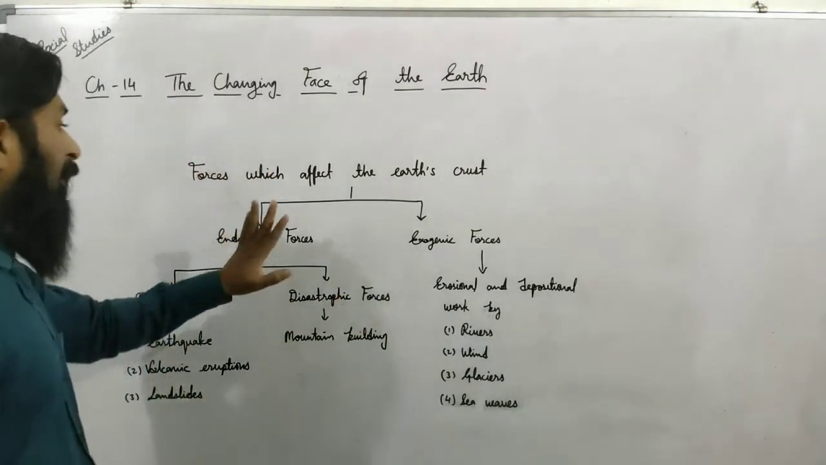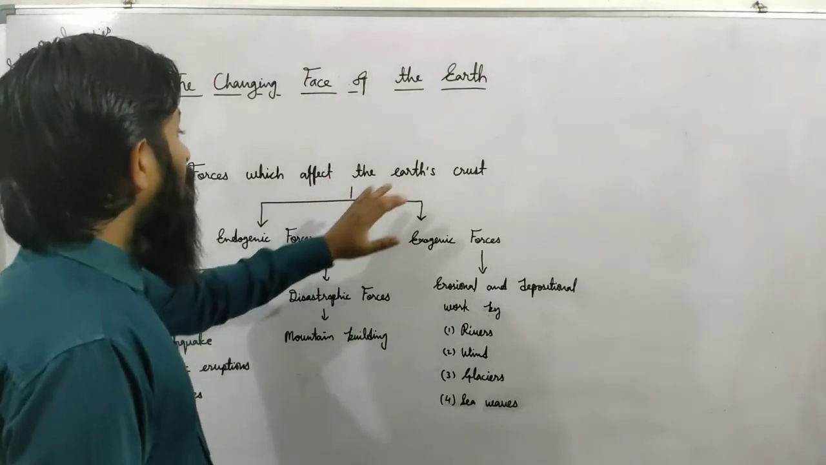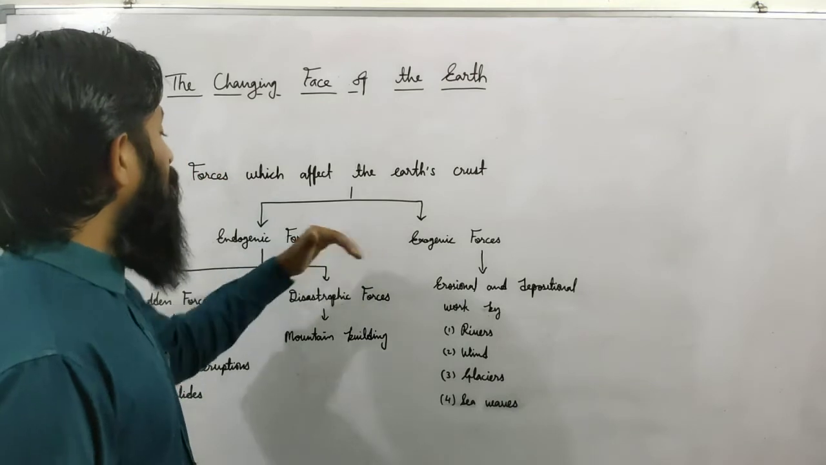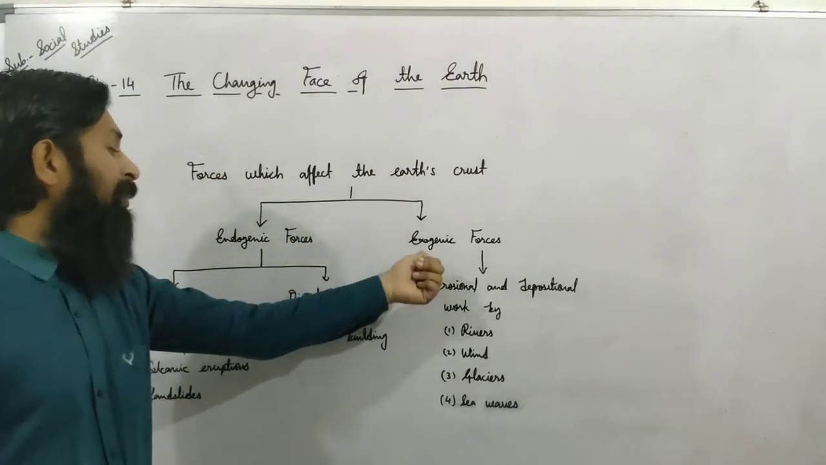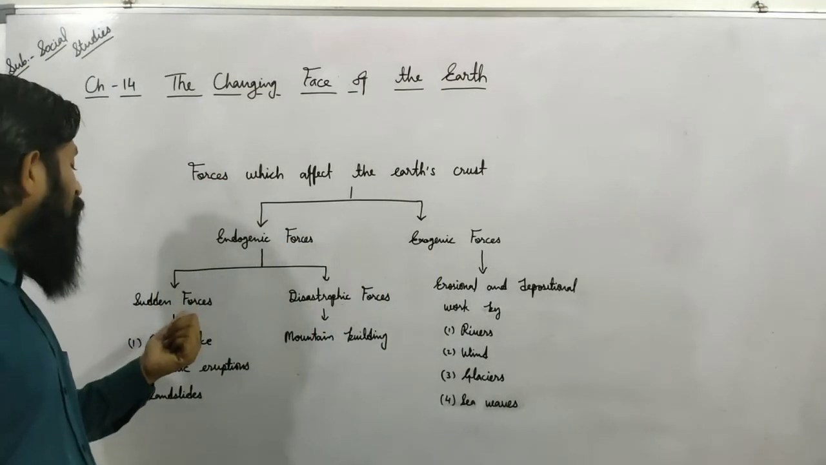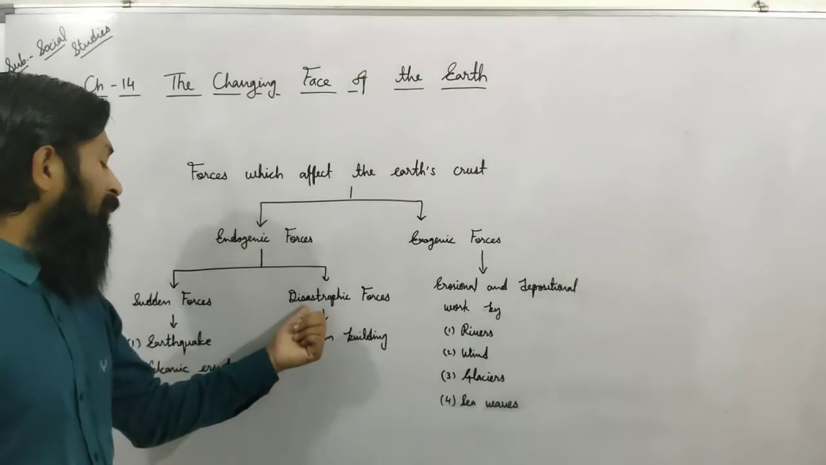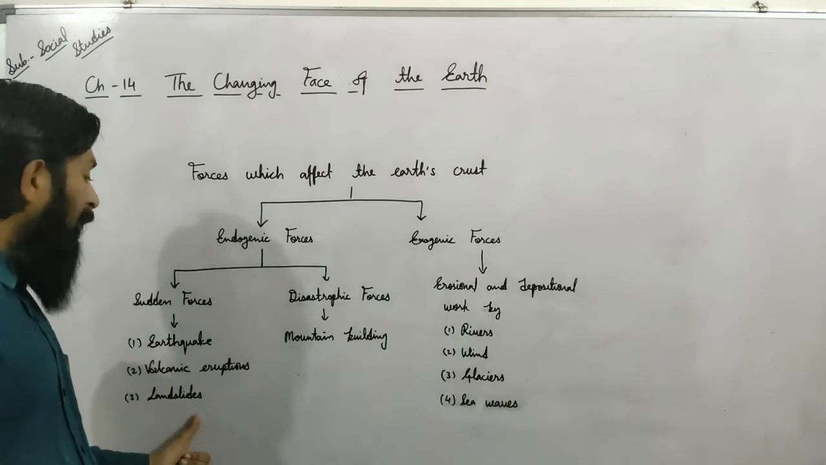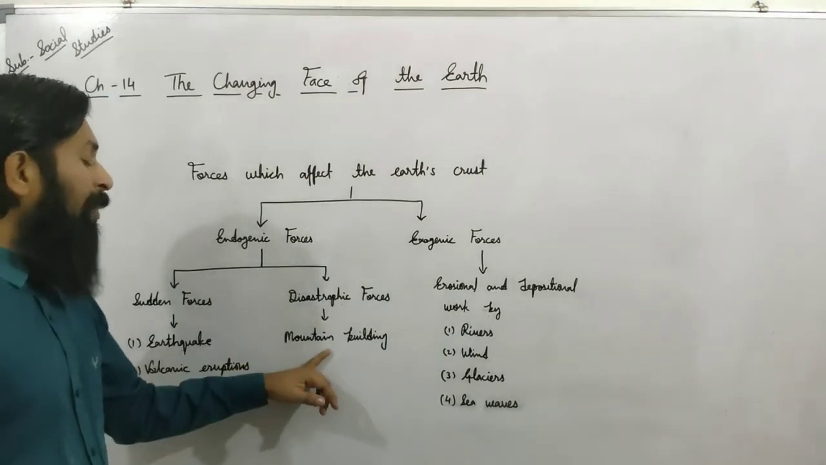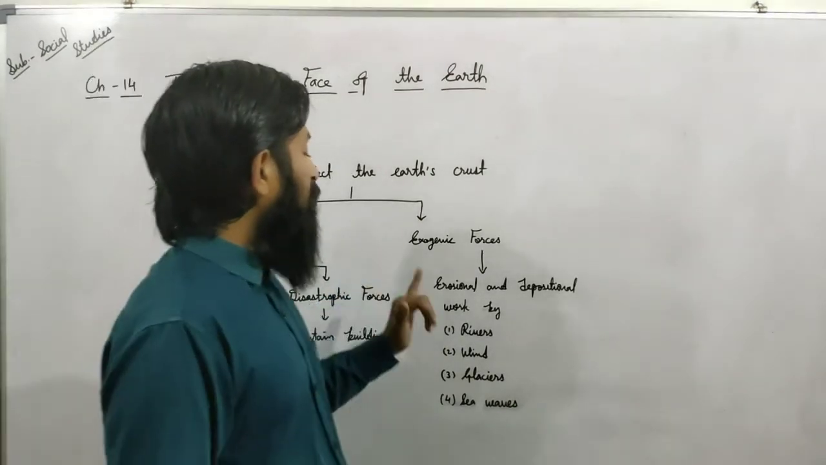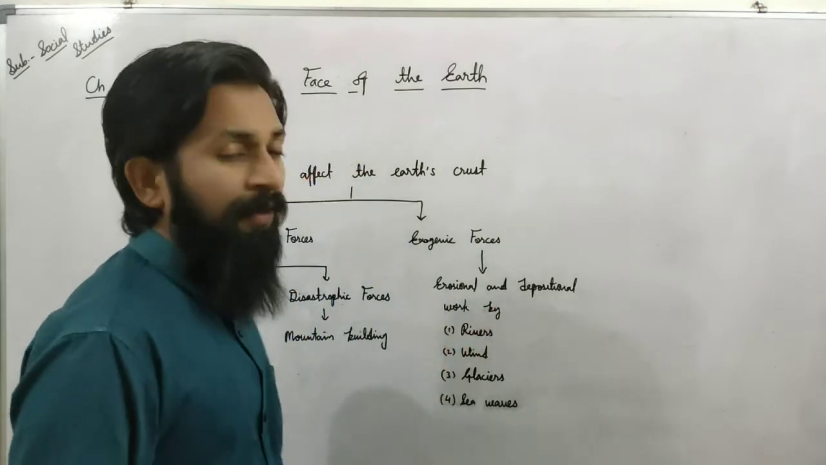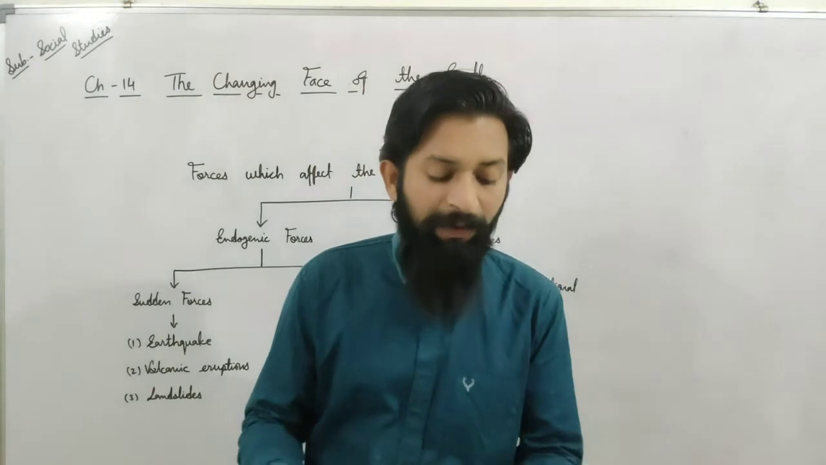Dear students, once again I am going to remind you: the Earth's crust is affected by two types of forces, endogenic and exogenic. Endogenic means inside of the earth; exogenic means outside of the earth. Inside of the earth, the forces are divided into two parts: sudden forces, like earthquakes, volcanic eruptions, and landslides, and diastrophic forces, like mountain building. And exogenic forces are erosional and depositional work by rivers, wind, glaciers, and sea waves. Dear students, that is the classification.